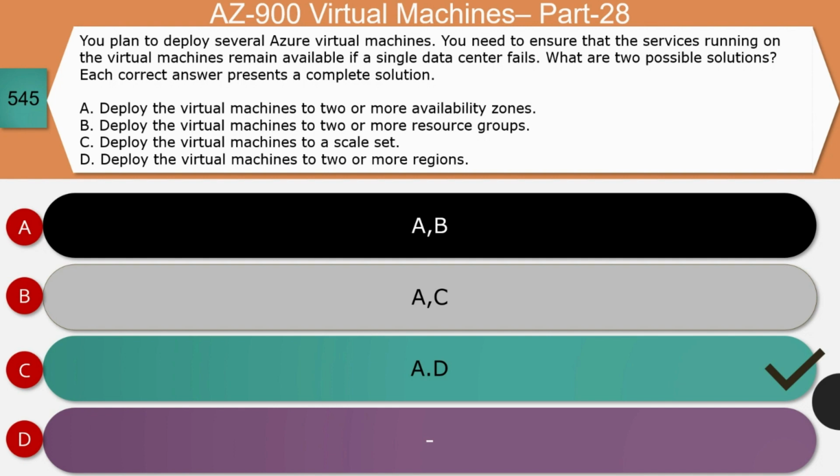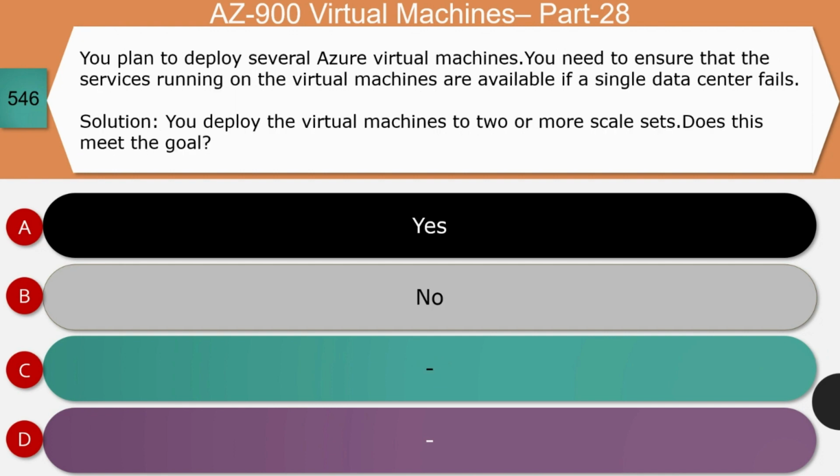Let's see the reason. Deploying VMs in two or more regions or two or more availability zones ensures that if a single data center fails, the VMs in the other region or availability zone will take over the control. And so option C is the right answer.